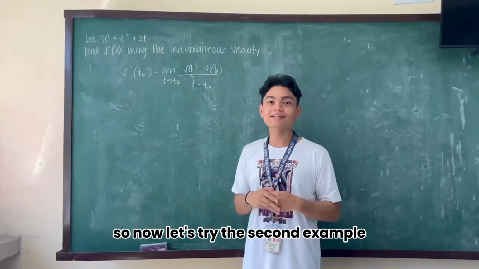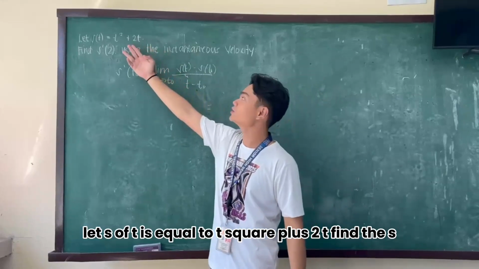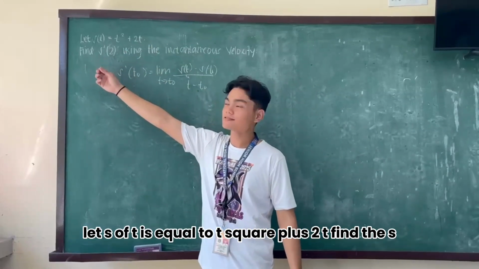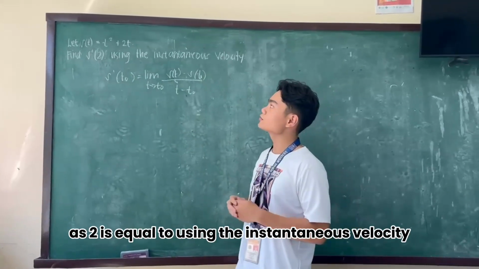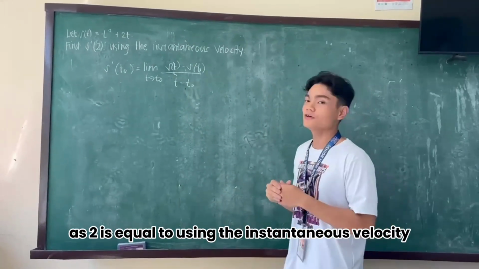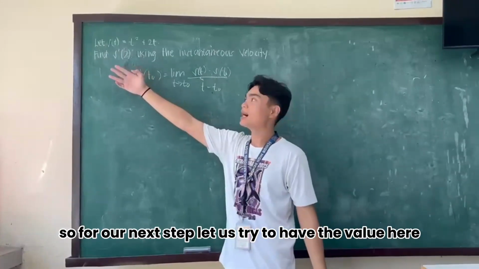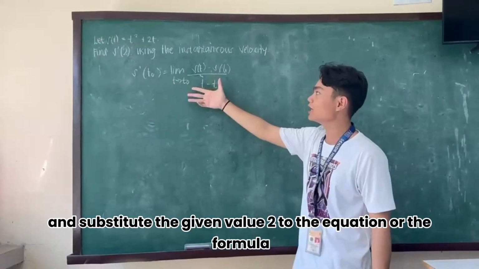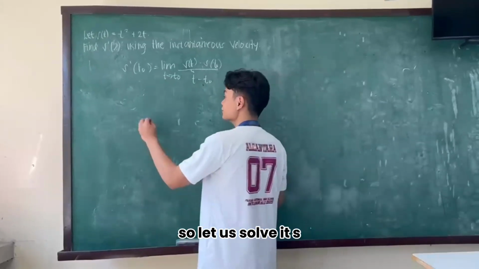So now, let's try the second example. Let s of t equal t squared plus 2t. Find the derivative of s at 2 using the instantaneous velocity. So for our next step, let us take the value and substitute the given value into the equation or the formula.